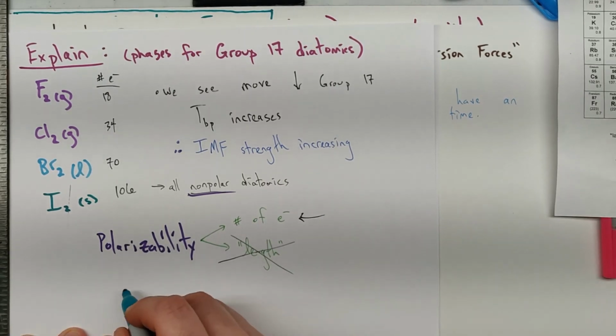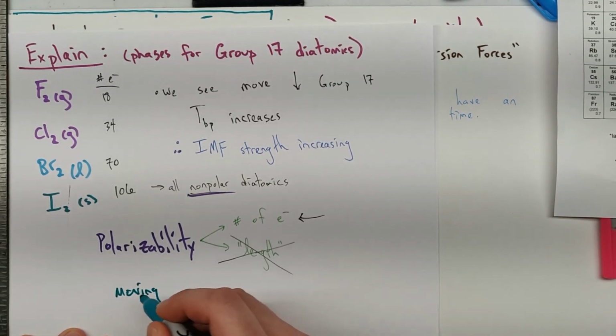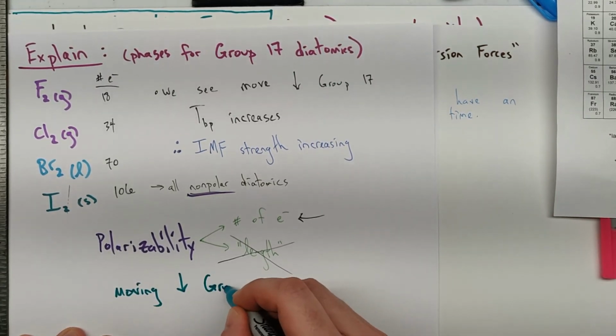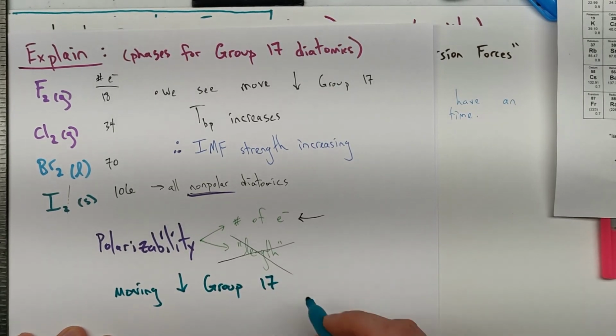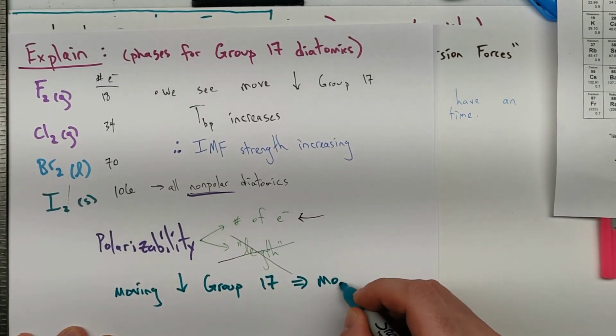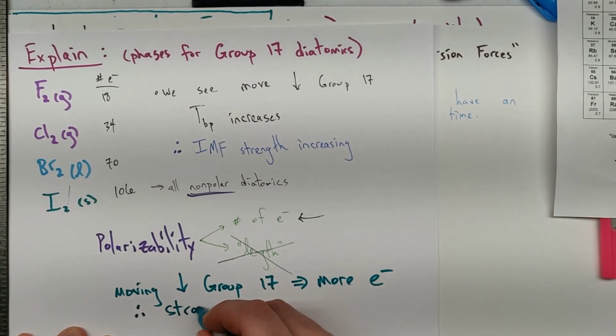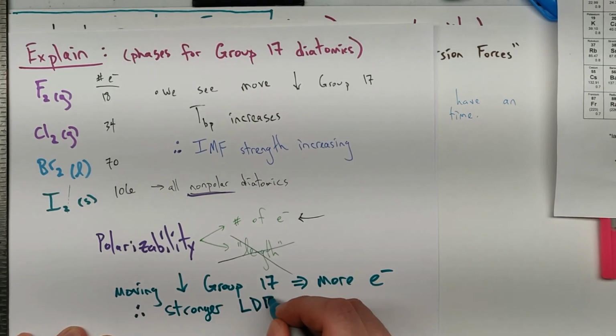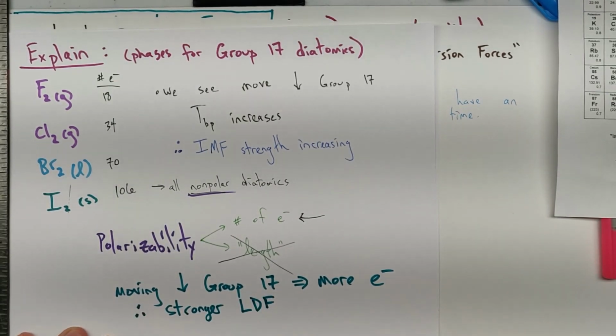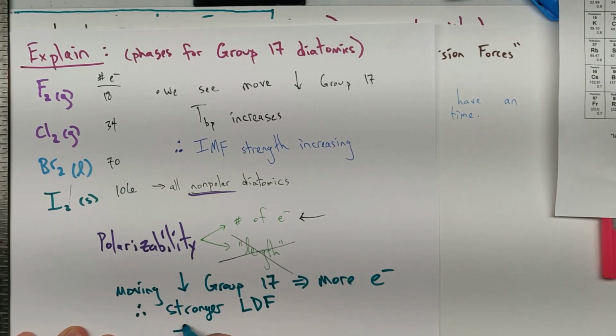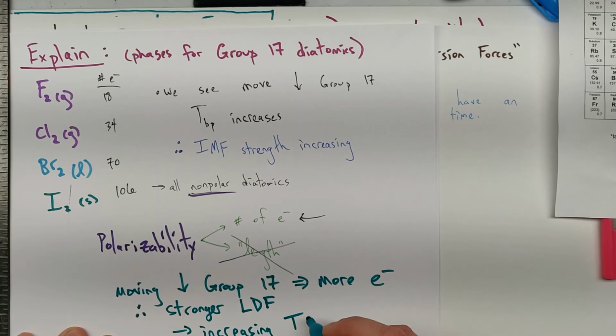So in this particular case, we'd say that moving down group 17, we have more electrons, right? Therefore, stronger London dispersion forces, right? Which we said particles will be harder to separate, so we're going to see this trend of increasing boiling points and melting points. And there we go.